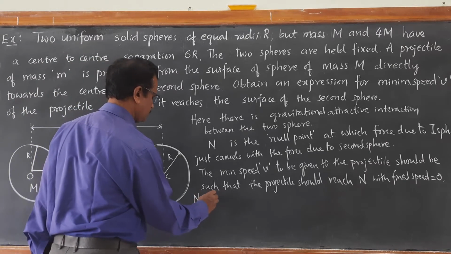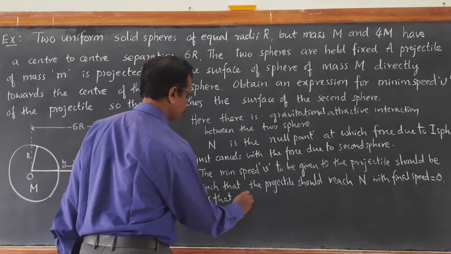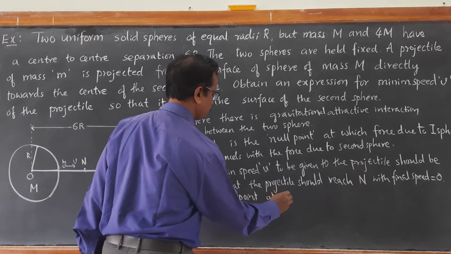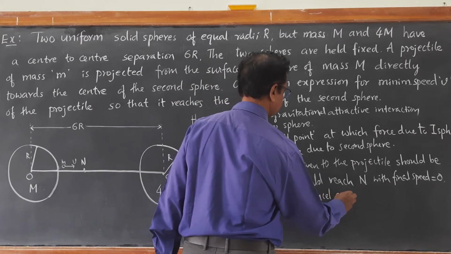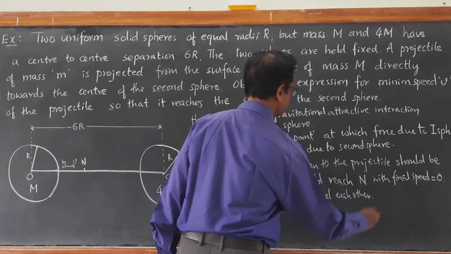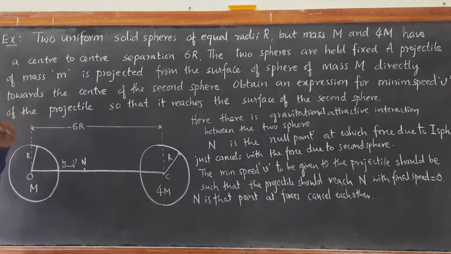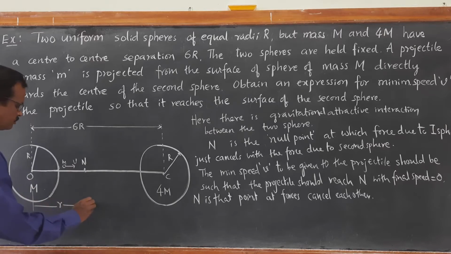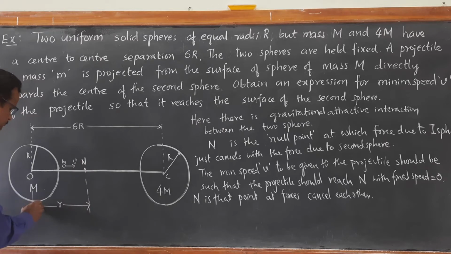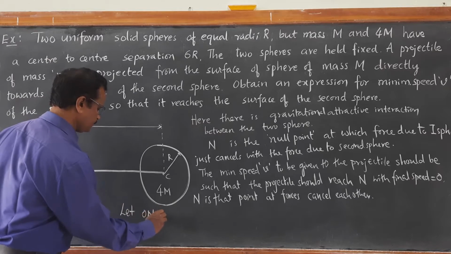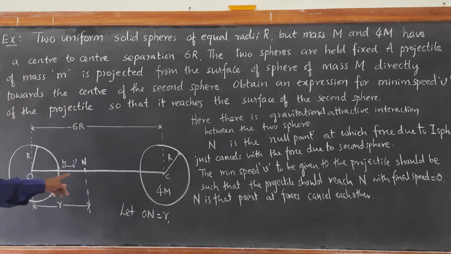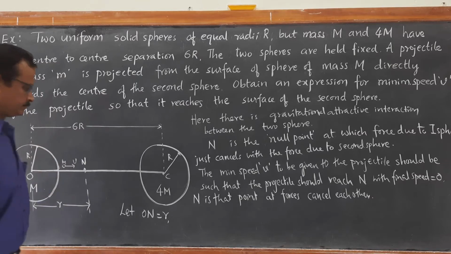N is that point at which the forces cancel. The forces cancel each other. Now at this point, let us assume that the distance ON is given by small r. Let ON distance be equal to small r. That is the distance of the null point from the center of the first sphere.